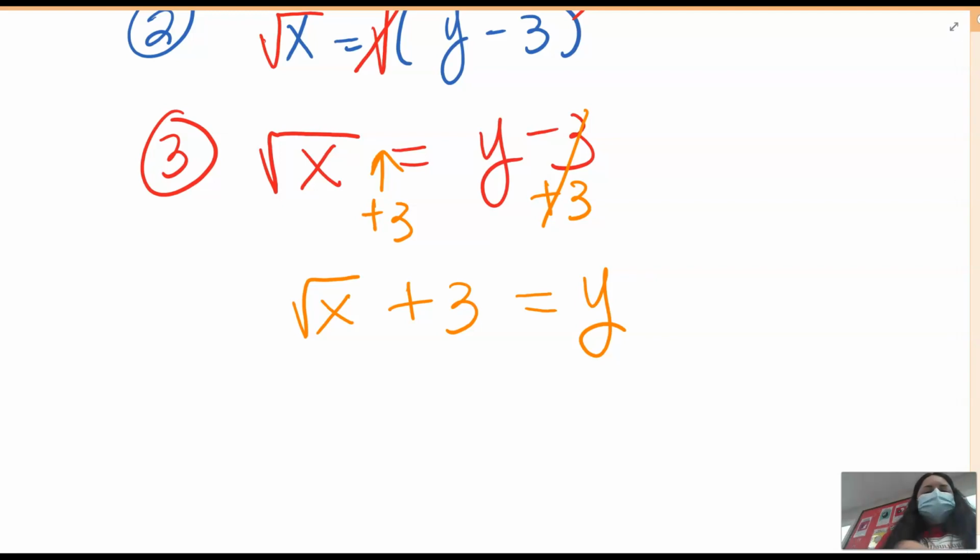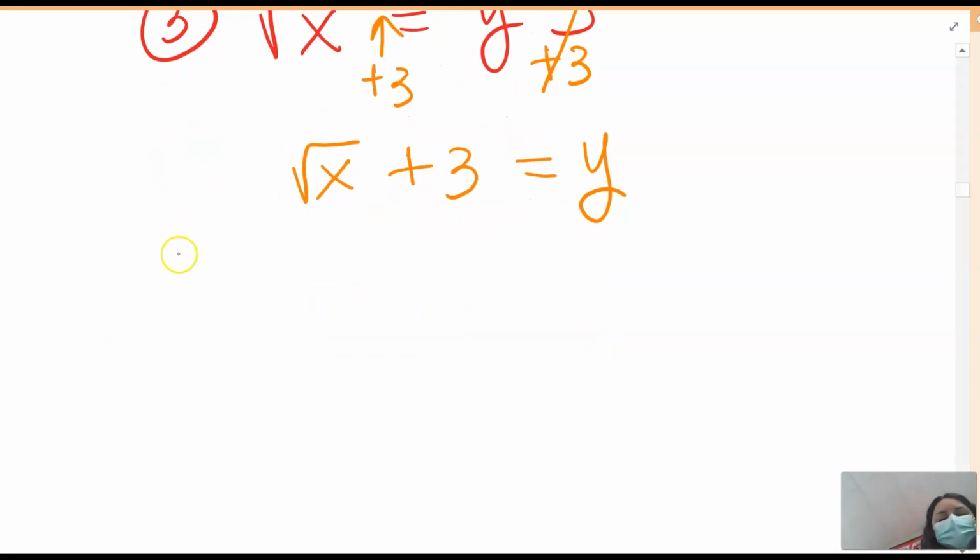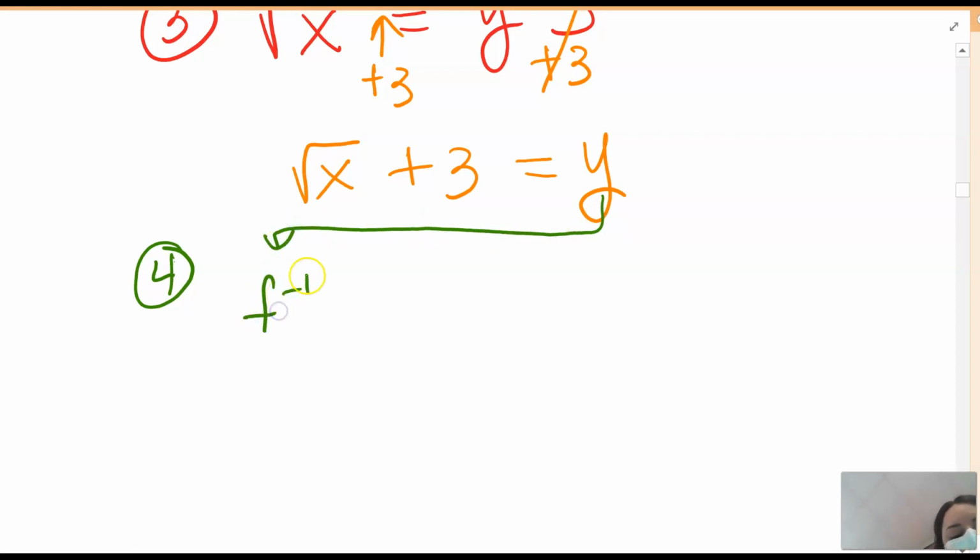All right, tell your group really quick, what do I do next? I solve for y, so then what do I do next? Tell your group really quick. Okay, so what do I do here? Inverse notation. Take the y and you're going to switch it to f inverse. So f inverse of x equals the square root of x plus 3.